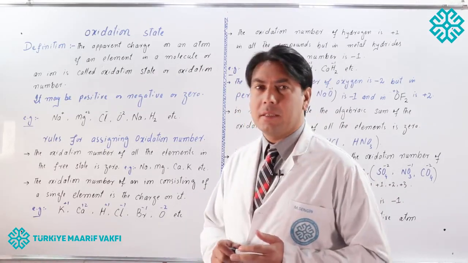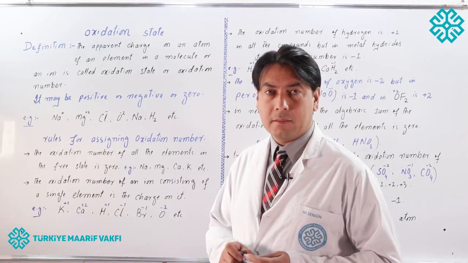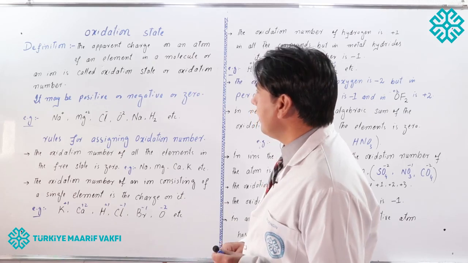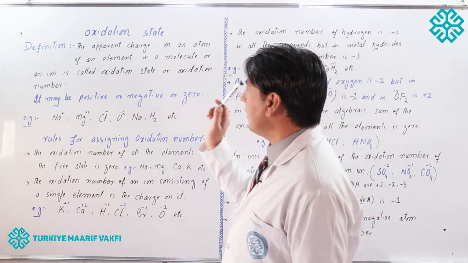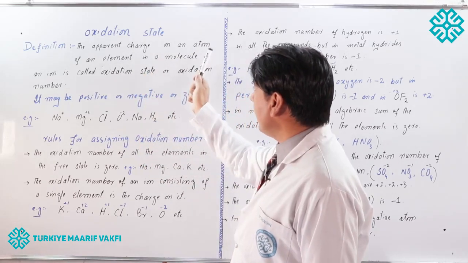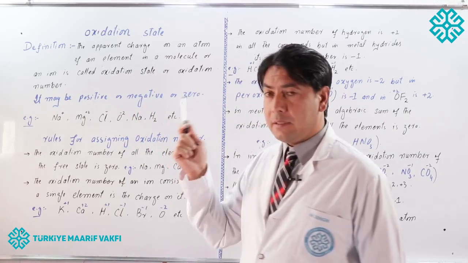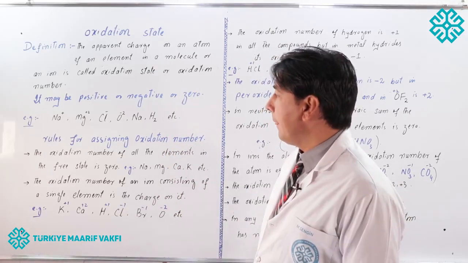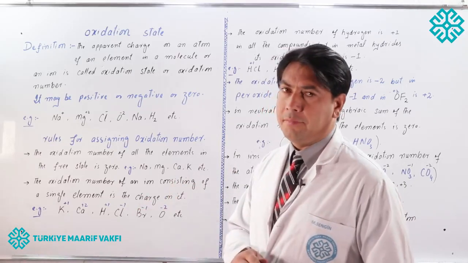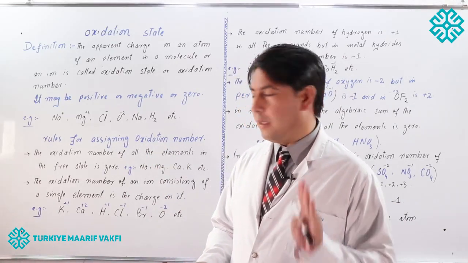Today we will discuss the oxidation state or oxidation number and the rules for assigning the oxidation state. So what is oxidation state or oxidation number? The oxidation number or oxidation state can be defined as the apparent charge on the atom of an element in a molecule or an ion. Oxidation number is the apparent charge on the atom. So it may be positive, negative, or zero.